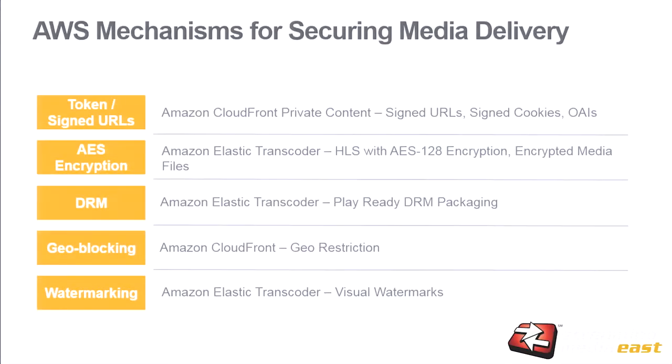Specifically, within Cloudfront and Elastic Transcoder, you'll see I've highlighted a number of different features that are available in those two services that help you implement easily some of these options depending on, again, what your needs are. So Cloudfront provides a private content functionality where you can use signed URLs or signed cookies. With Amazon Elastic Transcoder, you can do AES encryption. Transcoder also has recently added the capability for DRM packaging for PlayReady. With Amazon Cloudfront, you can do geo-restriction, so you can either whitelist or blacklist countries from where you want your viewers to access or not access your content.